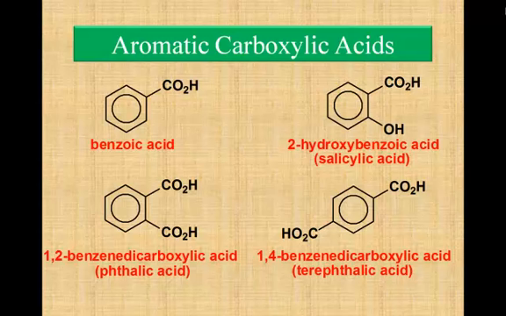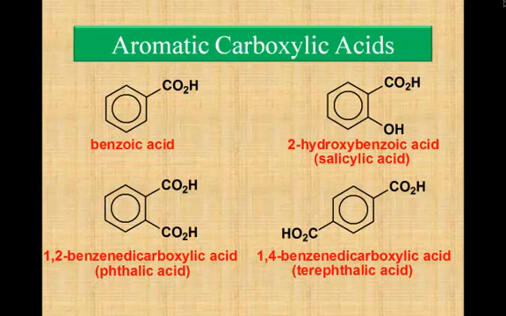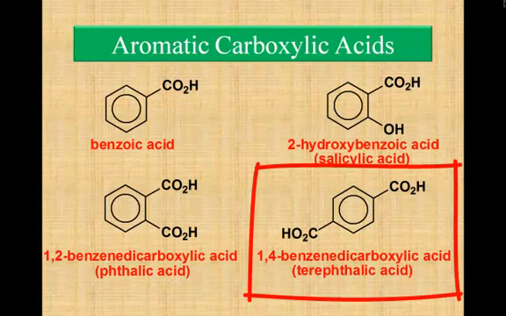We can name benzene dicarboxylic acids in a way that's similar to the way we named other dicarboxylic acids. So here we have 1,2-benzenedicarboxylic acid. The 1 and 2 are meant to indicate to you the relative positions of the carboxylate groups. And we have, finally, 1,4-benzenedicarboxylic acid.